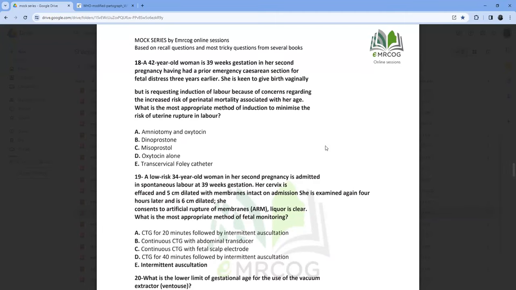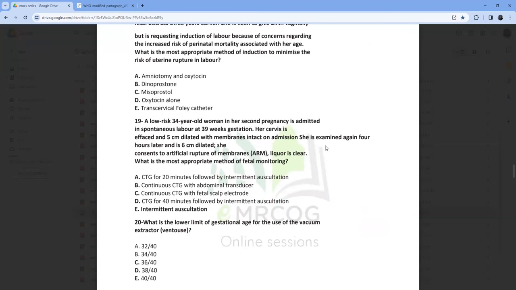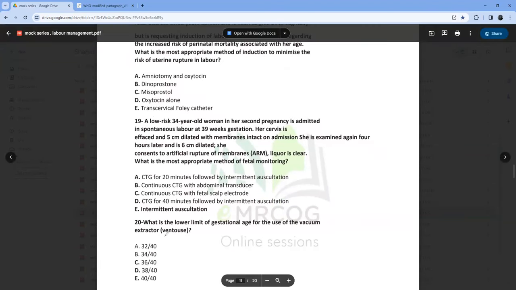Yes, my dear, I just need to explain one point before we go. For the question number 20, the lower limit to use is 32, okay? But I can use it with caution up to 36. No confusion here, okay?